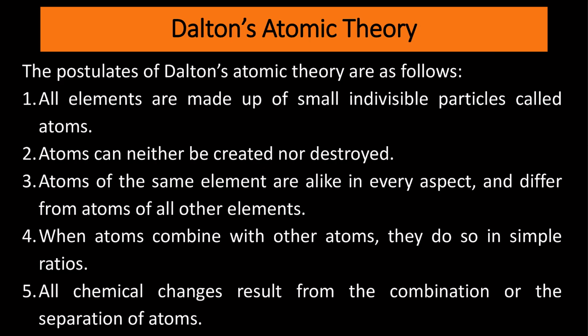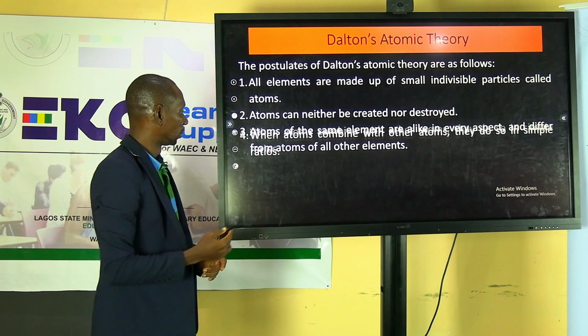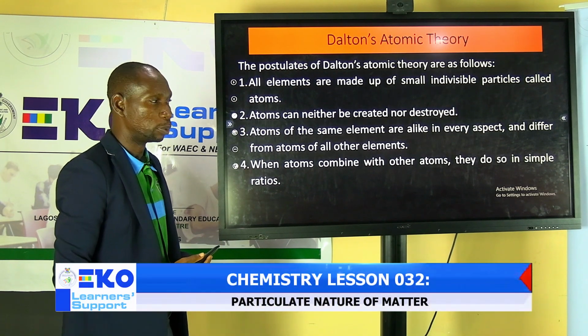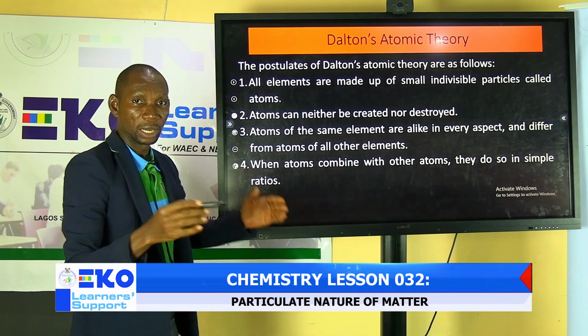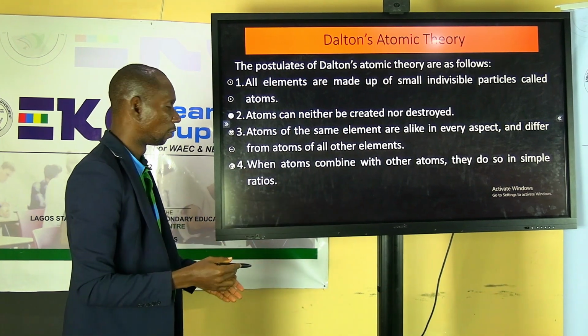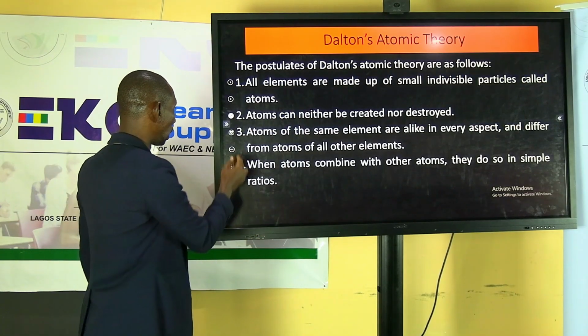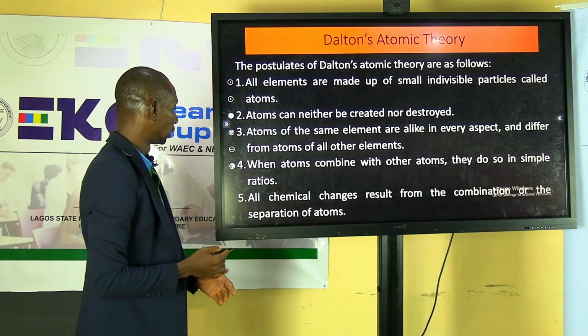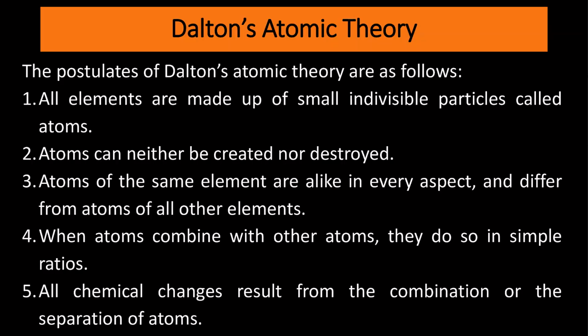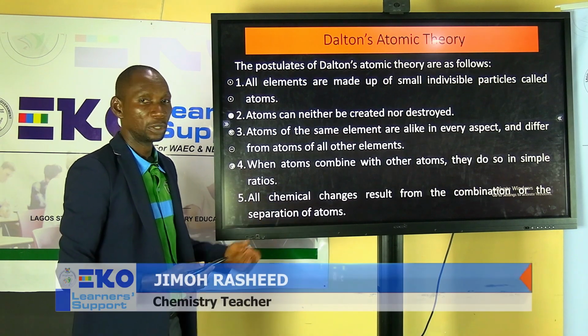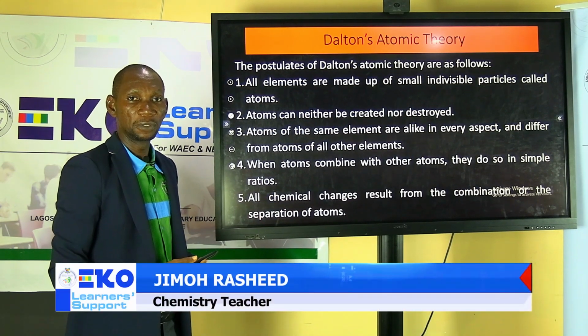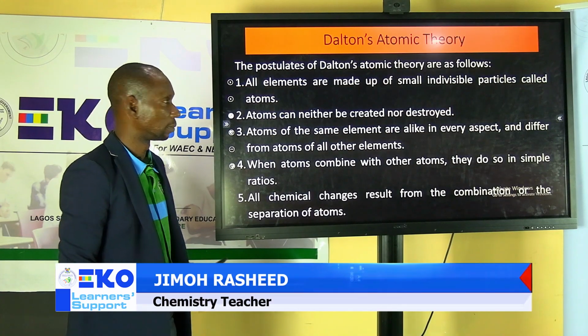3, according to Dalton, atoms of the same element are alike in every aspect and they differ from atoms of other elements. 4, when atoms combine, they do so in simple ratios, either ratio 1:1 or ratio 1:2. For example, in water, the ratio of hydrogen to oxygen is 2:1. And lastly, all chemical changes result from the combination or the separation of atoms. I would like you to quickly write down these 5 great postulates of Dalton's.